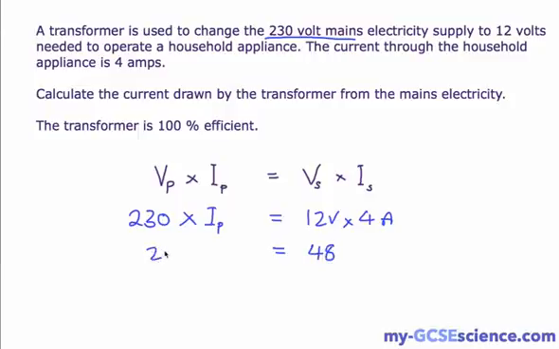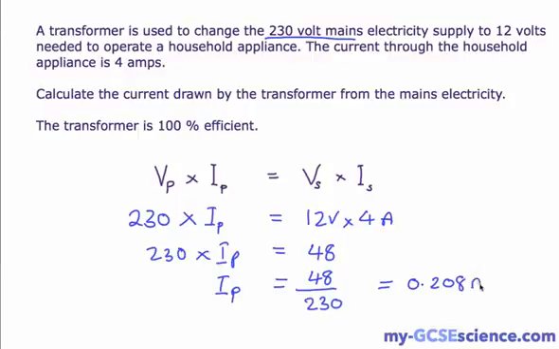That gives us 230 times our primary current is 48, and if we rearrange our formula, our primary current is 48 over 230, and that gives us an answer of 0.208 amps, which we can round to 0.21 amps. Okay, so this is the idea of the transformer and power ratings on each side of it.